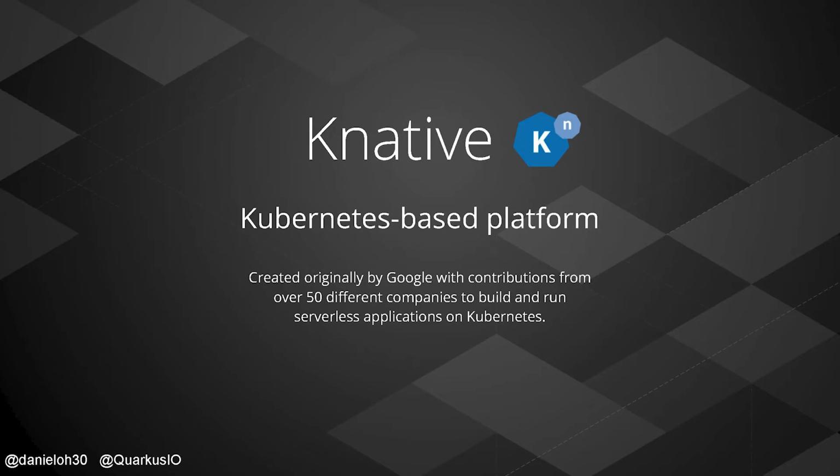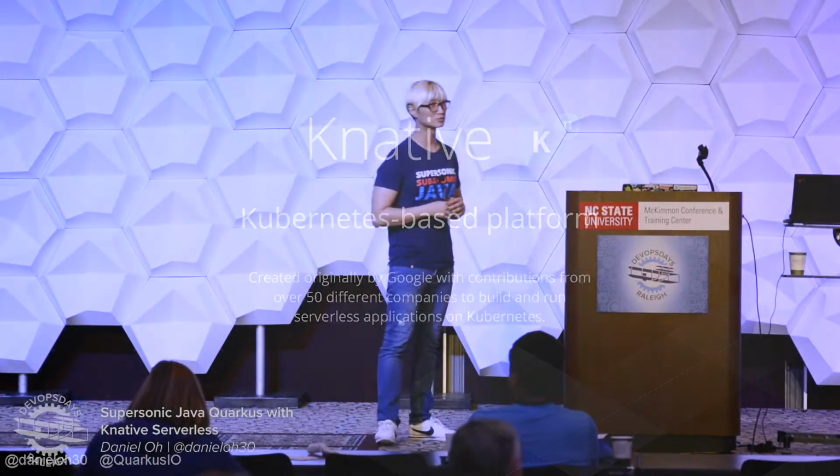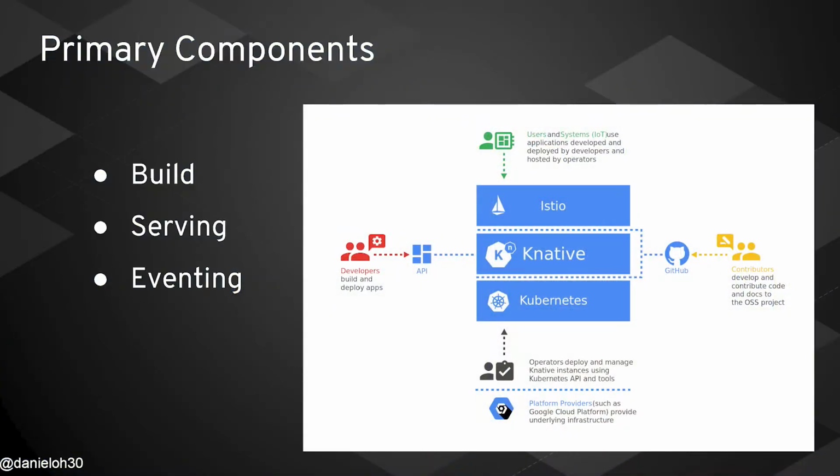So that's why Knative came up, to help developers create microservices for serverless applications. Knative is based on the Kubernetes platform, to enable Java developers to build, manage, and deploy your microservice application into Kubernetes as a serverless application. Here are the 3 primary components of Knative: build, serving, and eventing.